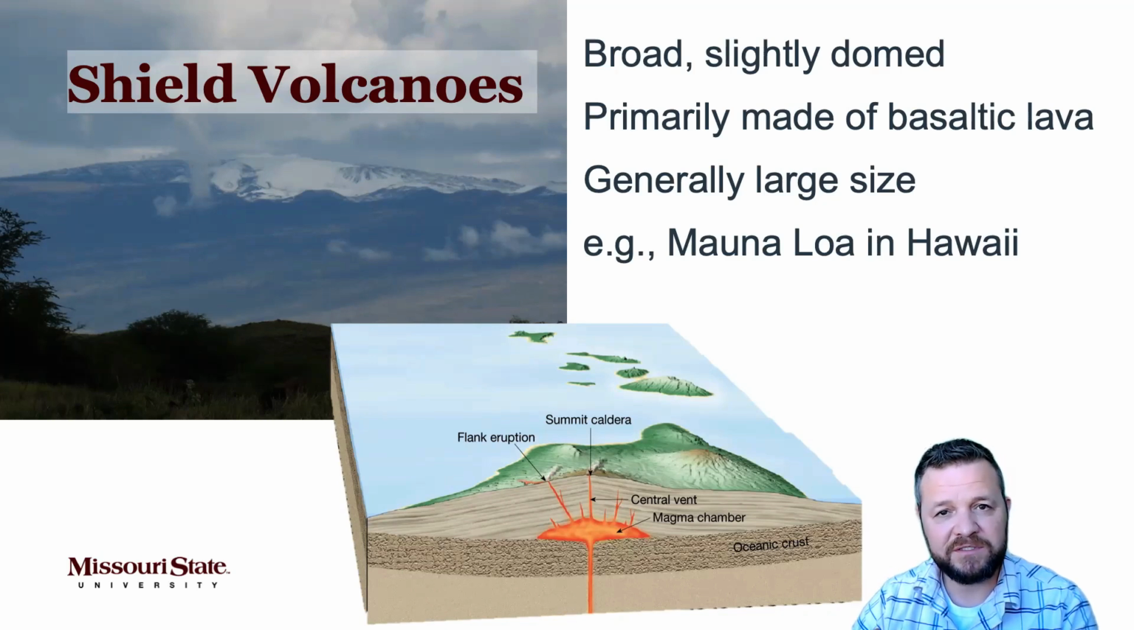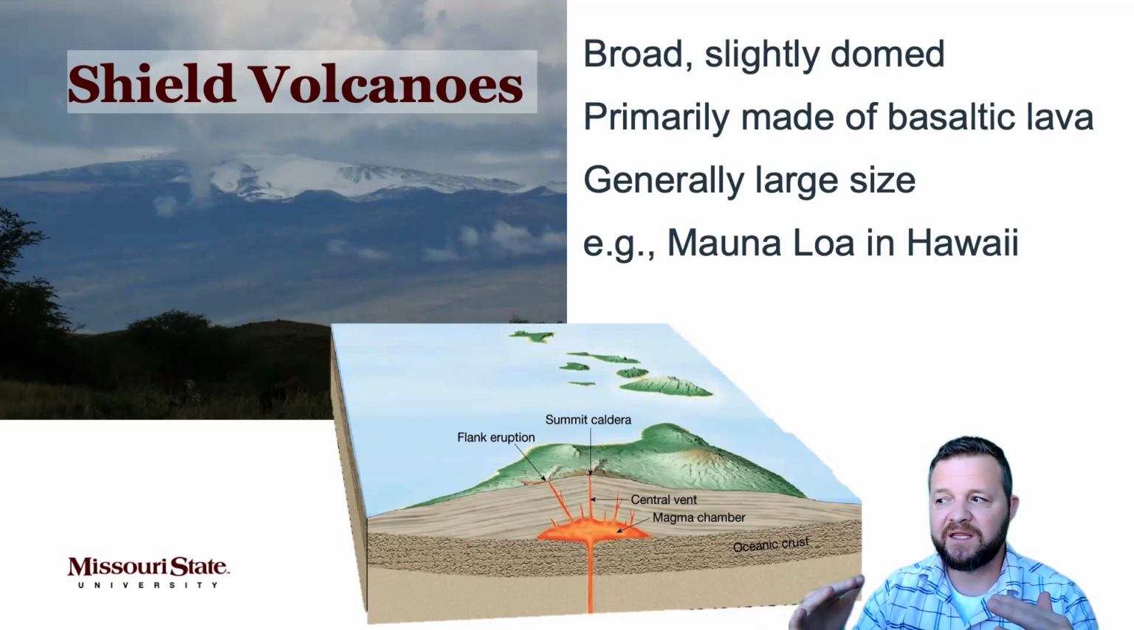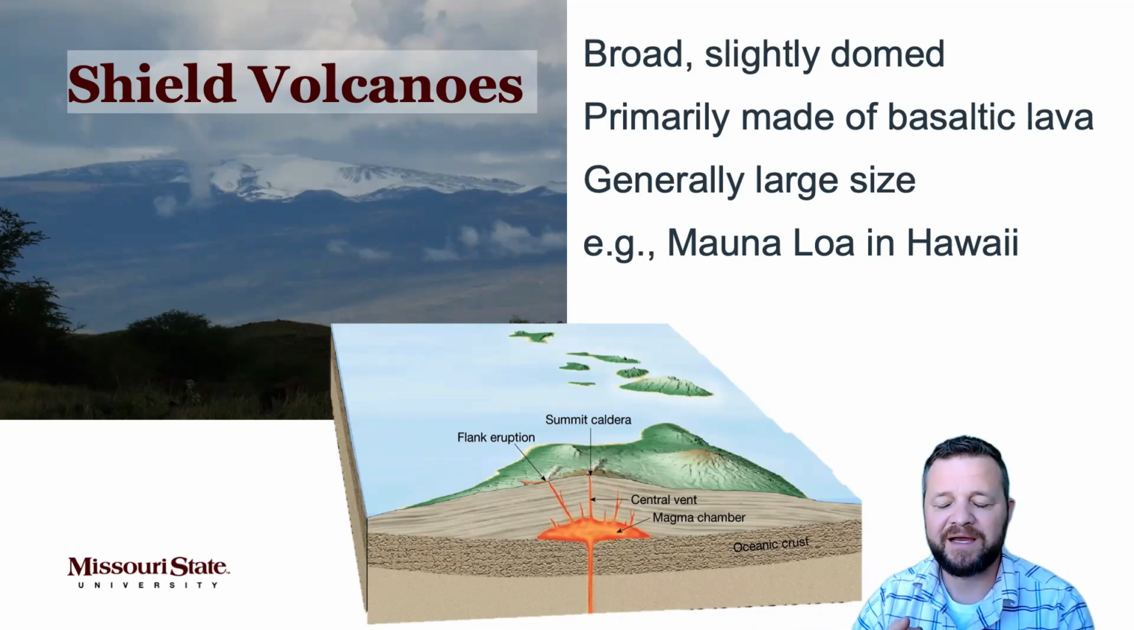It's sourced by basaltic magma, and the reason that it has such a large size is that as the magma flows out, it's low viscosity, so it makes relatively level layers, and they build up through time to form a broad, low-sloped but massive volcano.